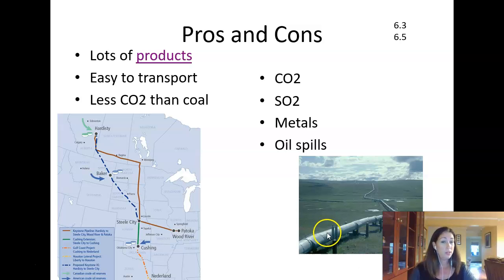Or we can have pipelines like this that might spring a leak, and based on the biomes that they're going through, one of our biggest pipelines comes from Canada up through this very fragile area that takes a long time to recover from something like an oil spill. So we have pipelines that come from the oil fields in Canada and go down to our refineries in Illinois and Oklahoma. So definitely oil spills are another layer of problem with this component.